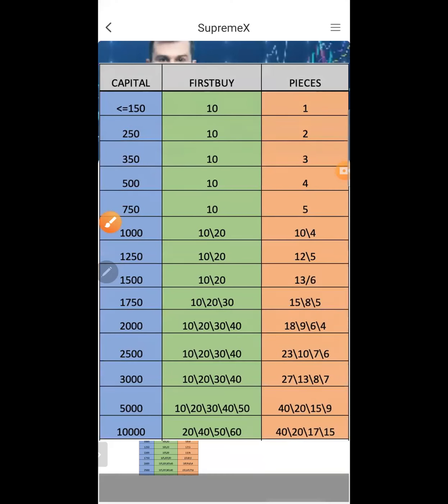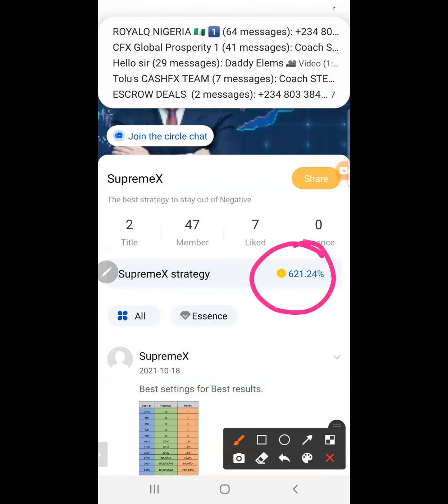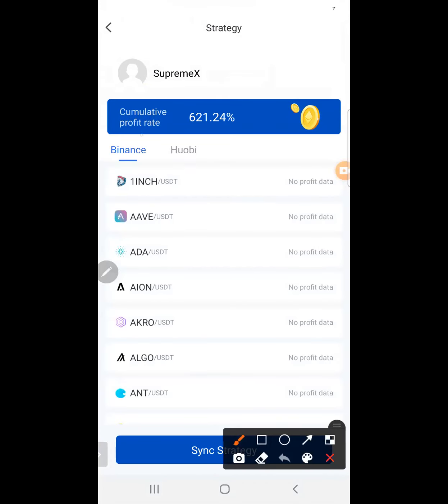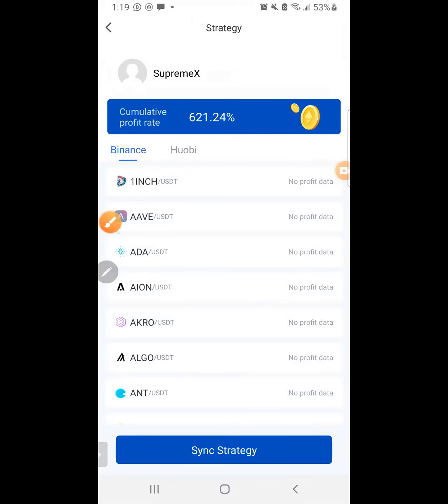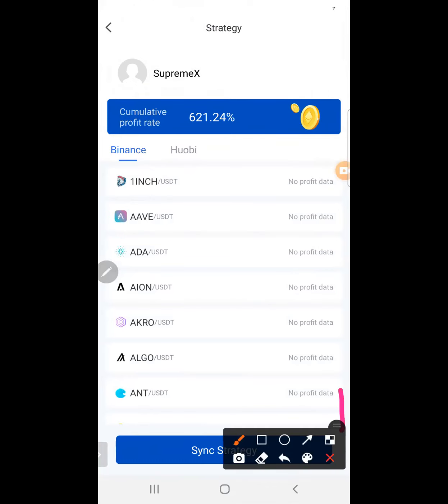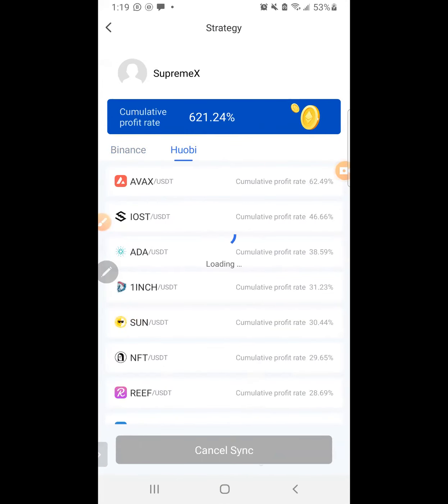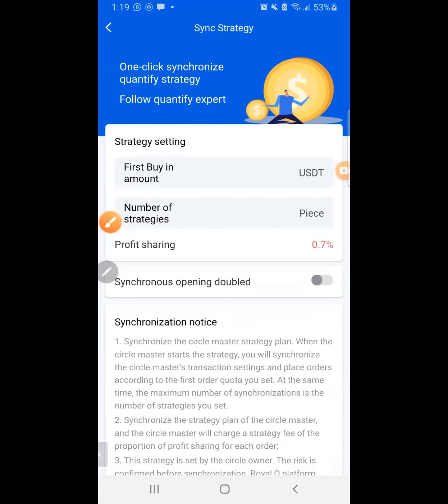So how do you do it? Click on this. It's going to bring you here. Automatically, Binance is selected, so you're good. Click on sync strategy. Once you click on sync strategy, let me use this guy's one. Let me just cancel it. Confirm. So if you're on Binance and you click on sync strategy, it's going to bring you here.